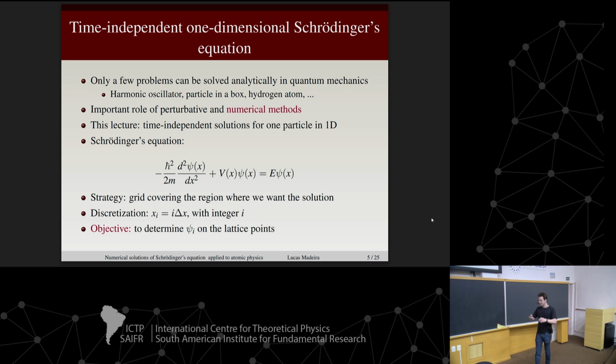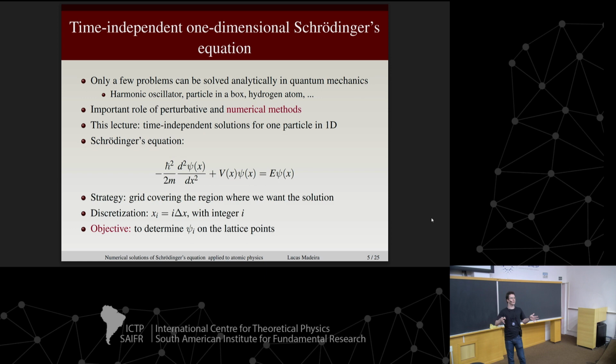Okay? So what's the simplest thing that we can tackle as a first problem in quantum mechanics? The time-independent, one-dimensional Schrödinger equation for one particle, okay? It doesn't get simpler than that. Well, it does if we did the free particle, but we're going to put in some potential, otherwise it's too easy, okay?